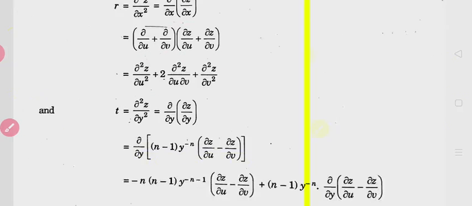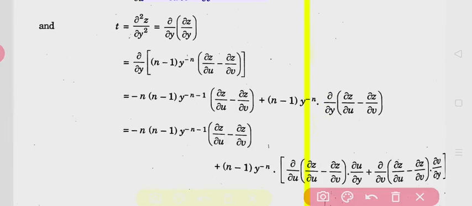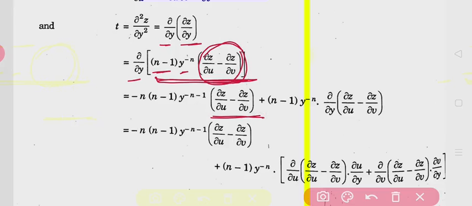Okay, similarly for t, ∂²z/∂y², it will be ∂/∂y of ∂z/∂y. Okay, ∂/∂y of this is ∂z/∂y actually. So when you do it, this n minus 1 is constant. There are two functions, y raised to power minus n into this bracket. So again you apply the chain rule. How to do it? Firstly, keep the second as it is, and you take the partial derivative of y raised to power minus n. This will be minus n into y raised to power minus n minus 1. Okay, you get this thing.